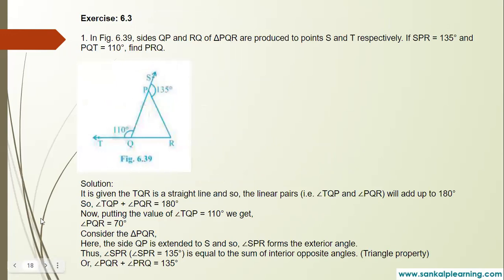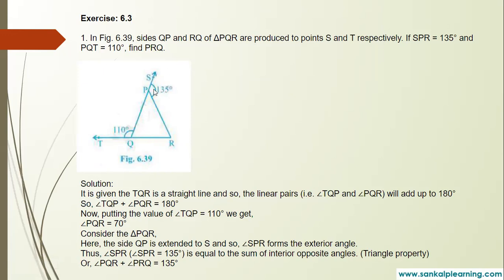Yes, I'll do the previous sum next. I am teaching only the easy ones. Look here, TQR is a straight line children and PQ is standing on the line. This is 110, so the sum of these two, we call it a linear pair of angles. So if this is 110, what will this be? It will be 70. See, we wrote TQP plus PQR is equal to 180. So if this is 110, this is 70.